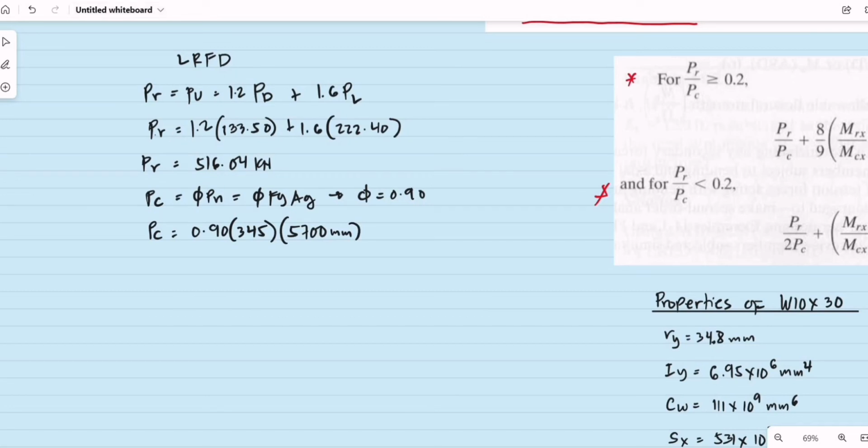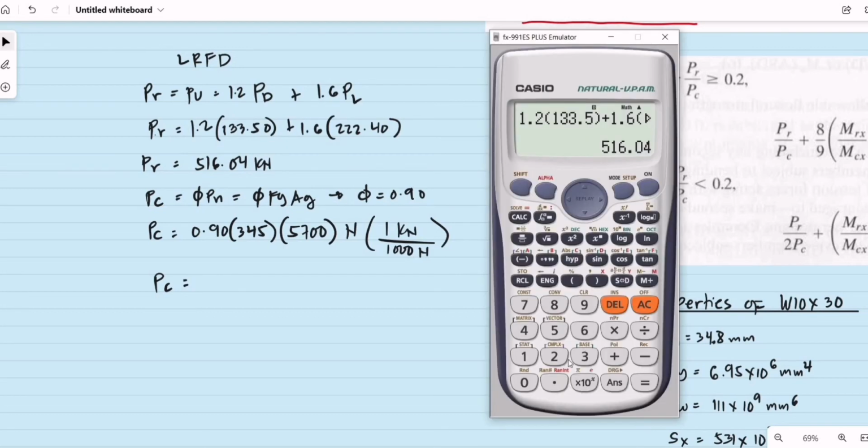If you are to do unit analysis, again, megapascals times square mm is Newton. So we are to multiply 1 kilonewton is to 1,000 newtons for the value of the PC to be in kilonewtons. So we have this as 0.9 of 345 megapascals multiplied by the area of the section, 5,700, to be divided by 1,000. This is 1,769.85.